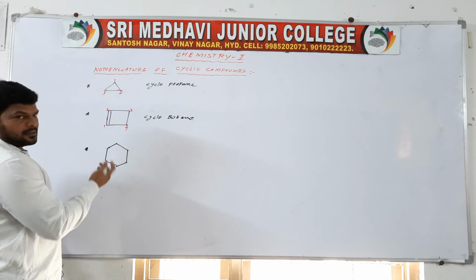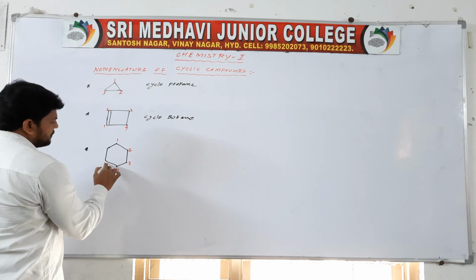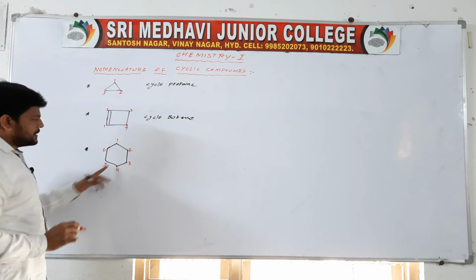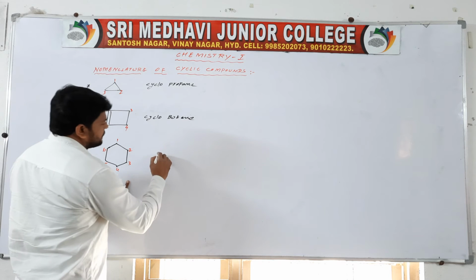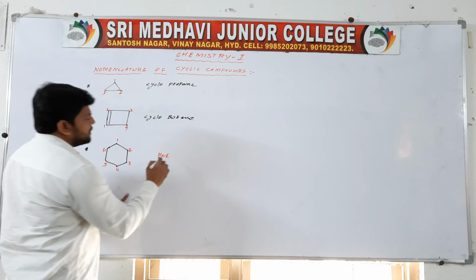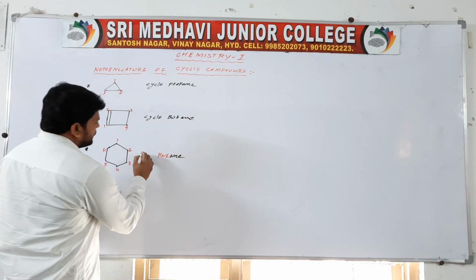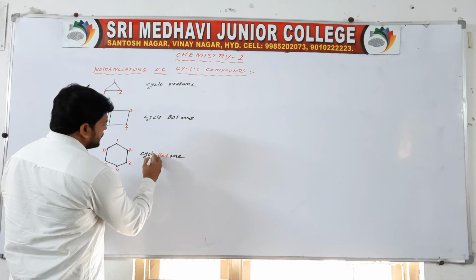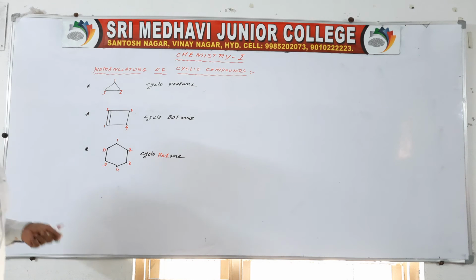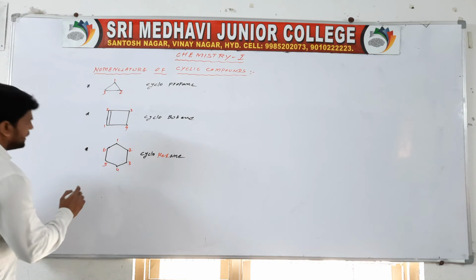Then how many carbons? You have to give numbering 1 2 3 4 5 6. 6 means root word hex. All are single bonds, so ane, hexane. It is a cyclic compound, so we have to write cyclohexane.